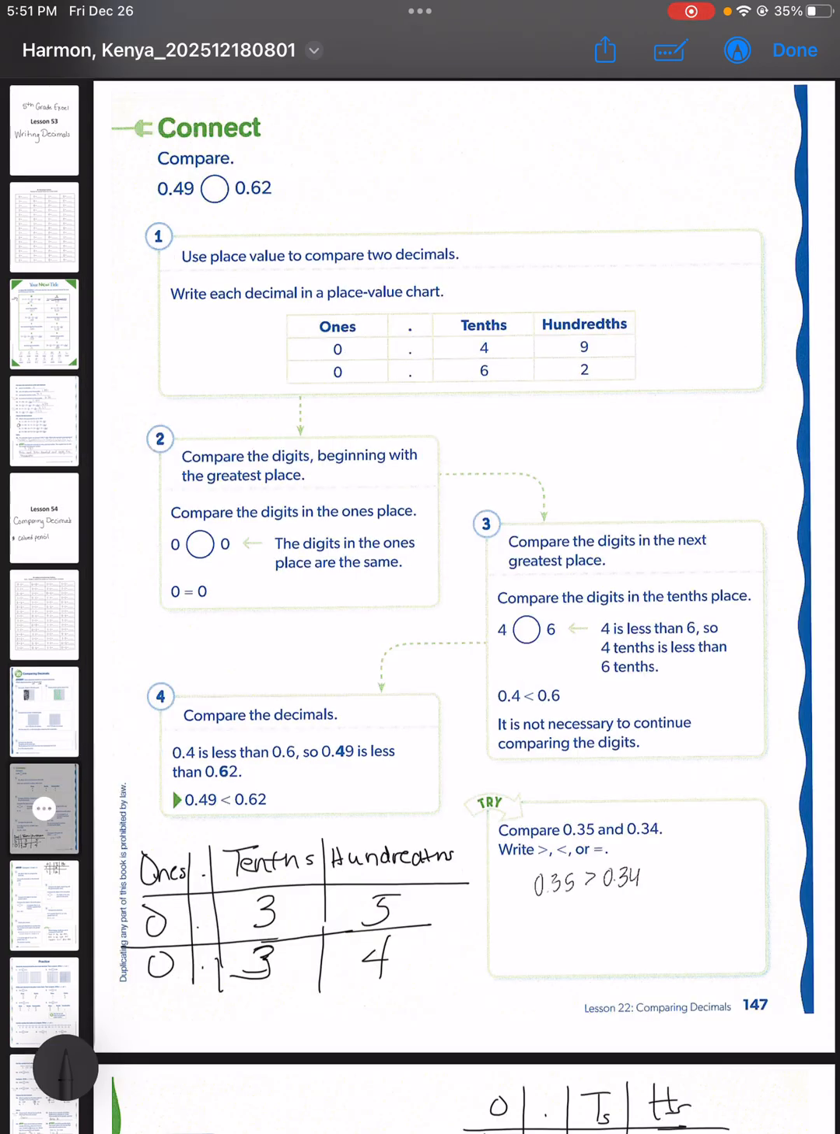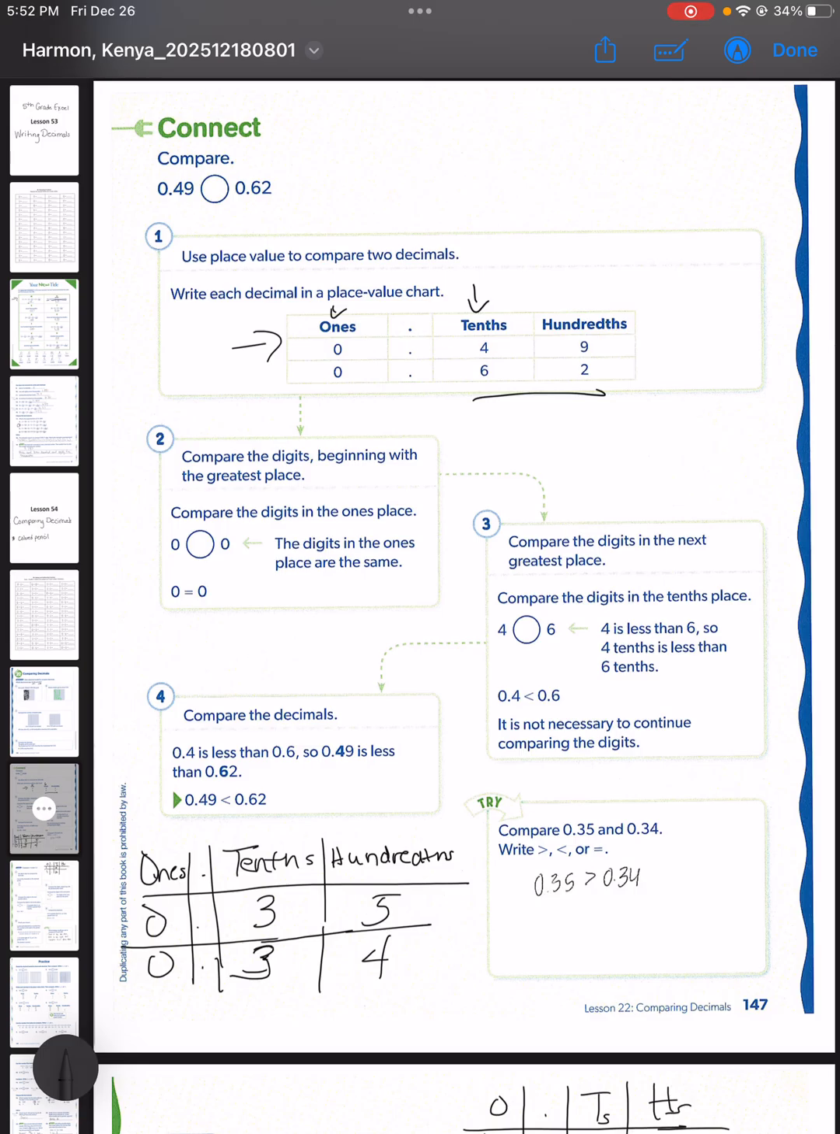Students can also compare the same decimals using a place value chart. So a place value chart is given to students here. They first want to write the numbers on the chart, and then they're going to compare each digit beginning with the largest. So if I look at the ones place, I have the same digits, nothing to compare here. I'm going to keep going. Now I look at the tenths place. I have a 4 and a 6. 6 is larger than 4. So therefore, 62 hundredths is larger than 49 hundredths, or 49 hundredths is less than 62 hundredths.